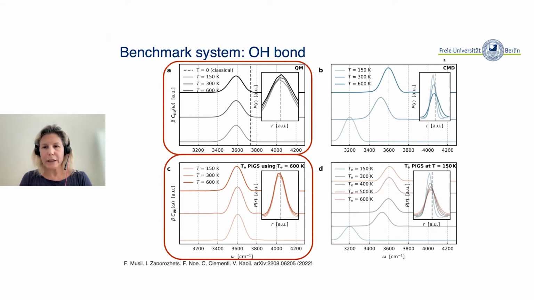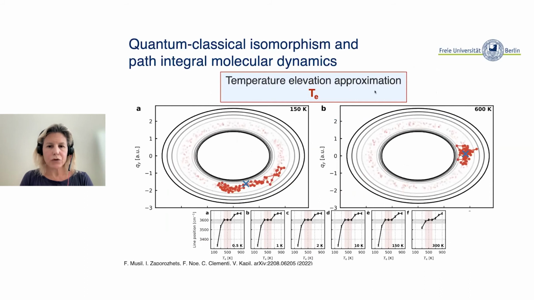If you use an alternative method like centroid molecular dynamics, it doesn't work. You have a shift in the peaks, because of several problems with centroid molecular dynamics that I can discuss later if you're interested. So in order to make it work, we have this temperature elevation approximation. Again, this is maybe a technical detail, but I can discuss it more later, and it takes into account this shift in the centroid molecular dynamics.